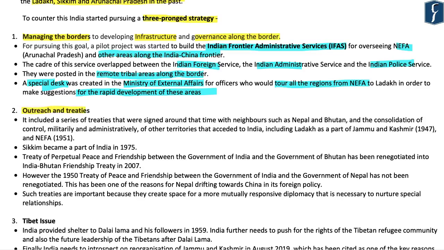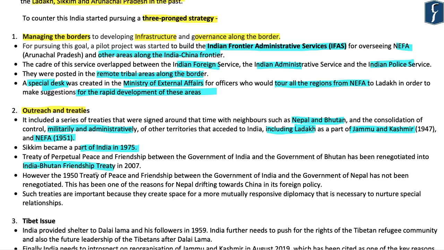India had signed a lot of important treaties with its neighbors such as Nepal and Bhutan. Furthermore, India also, through various measures, increased its control, both military and administrative, over the territories along the India-China border, and this India has done by including Ladakh as part of J&K, as well as converting Arunachal into a full state. Furthermore, it also made Sikkim part of India in 1975.